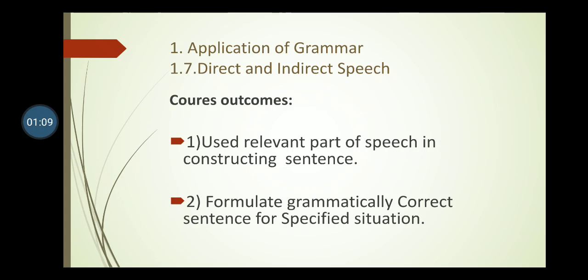Examination point of view outcomes: this topic, that is called 1.7, direct speech and indirect speech, will come in question number 5b for 4 marks. There are two sentences. You should convert these two sentences from direct to indirect speech. You will get 2 marks for one sentence, means 4 marks for two sentences. This is the examination point of view course outcomes.